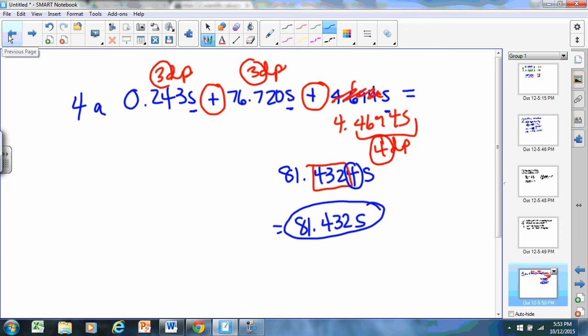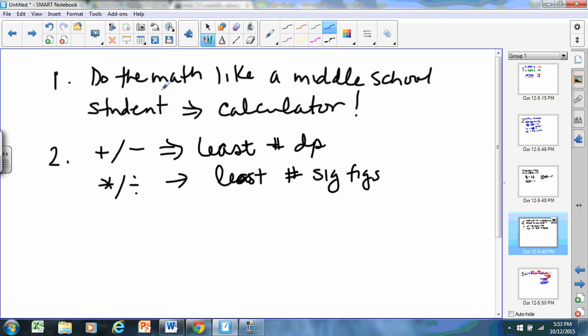Let's go back. Let me just show you. Do the math like a middle school student. Just put all the numbers in the calculator. Decide if you're adding and subtracting, and then round to the least number of decimal places. If you're multiplying and dividing, you have to round to the least number of sig figs.